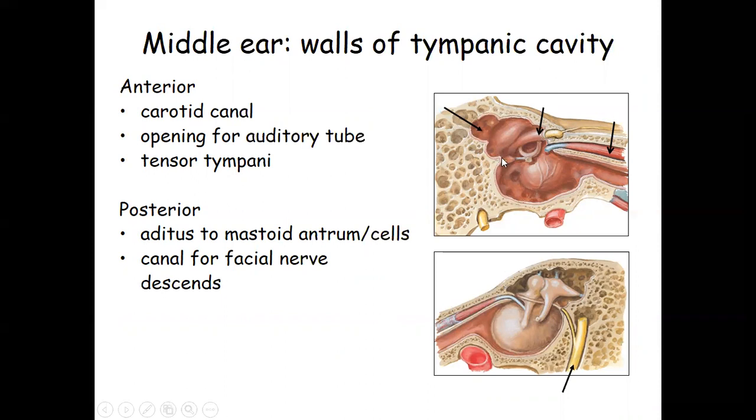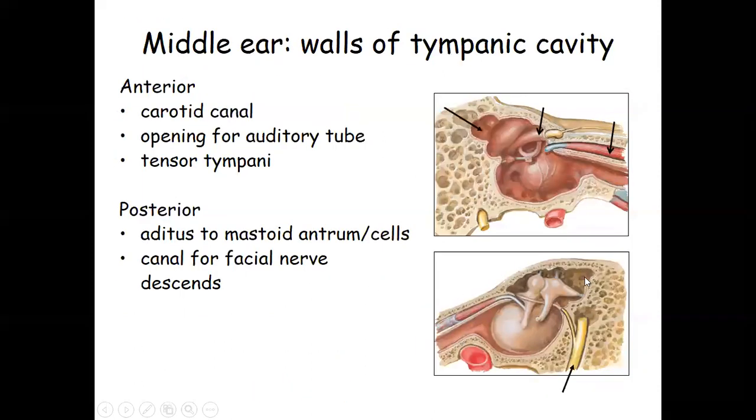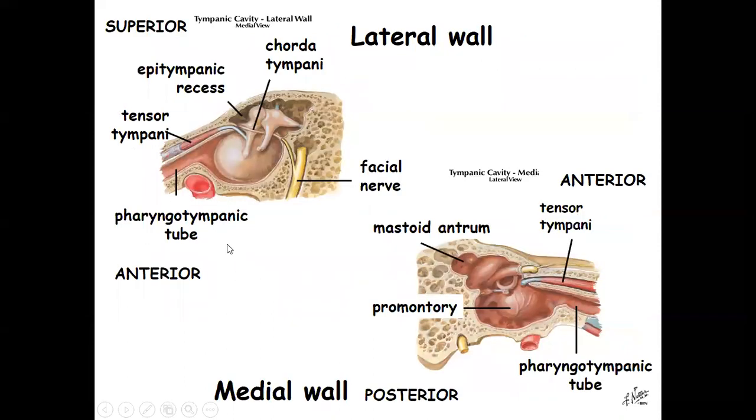Okay, this is the posterior wall. The posterior wall has the aditus to the mastoid antrum, and then the canal for the facial nerve. And the facial nerve that descends. So you can see here, this is the facial nerve descending. This is more clear toward the posterior part. You can see on your own later. So you can see here, toward the posterior wall, we have the mastoid antrum.